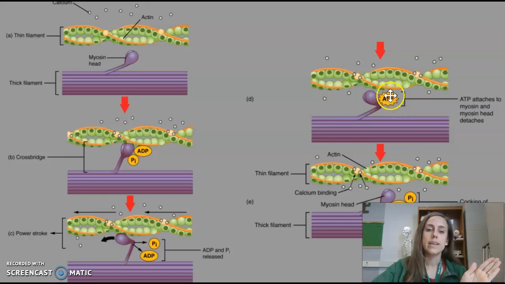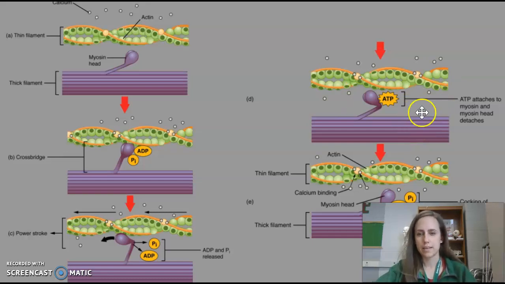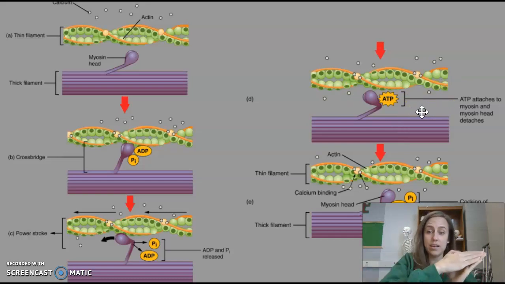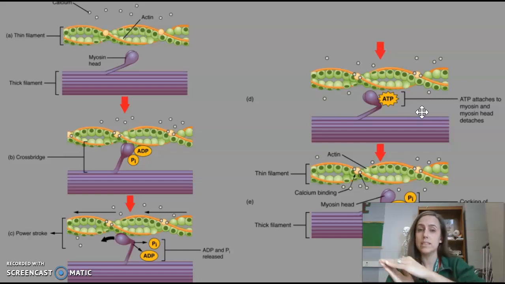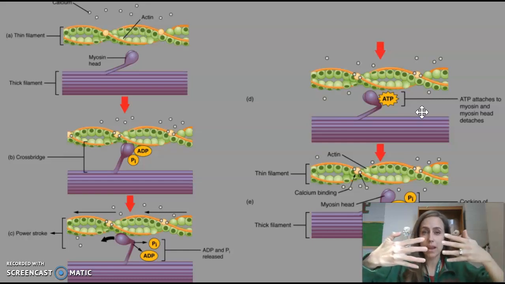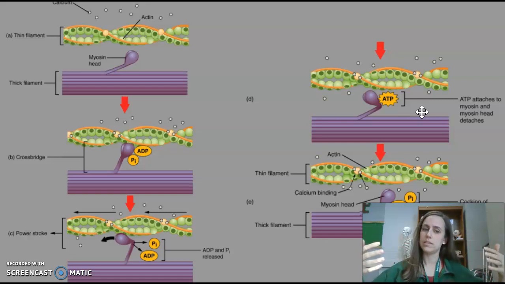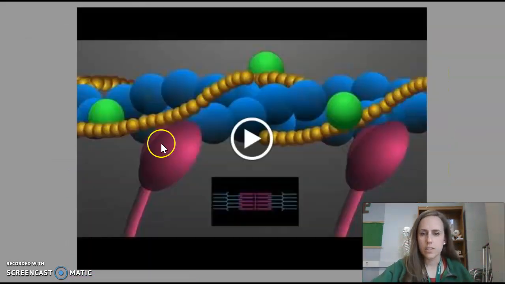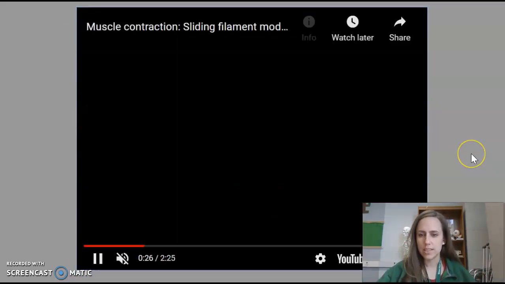And then more ATP is released, allowing the release of the myosin heads from the actin so that it can either continue to pull it or continue to make a contraction or release the contraction. Here's a video that explains just that.